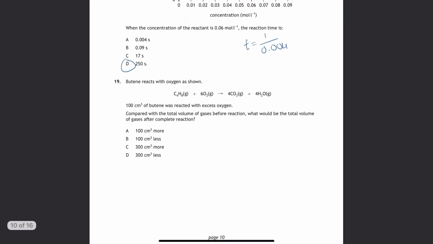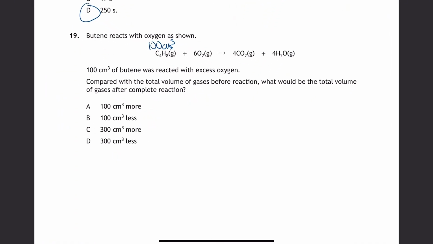So butene reacts with oxygen as shown. 100 centimetres cubed of butene was reacted with the excess oxygen. So I'm going to put 100 centimetres cubed above the butene because it told me how much of it I have. Compared with the total volume of gases before the reaction, what would be the total volume of gases after complete reaction? So we need to work out what volume of gas we would actually produce.